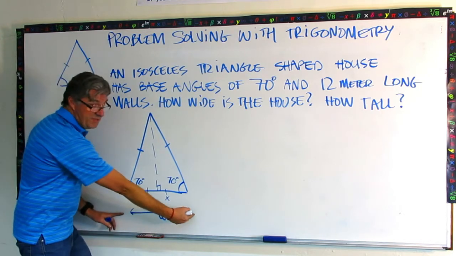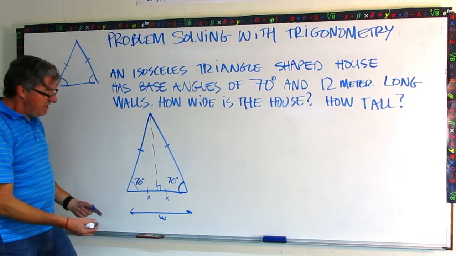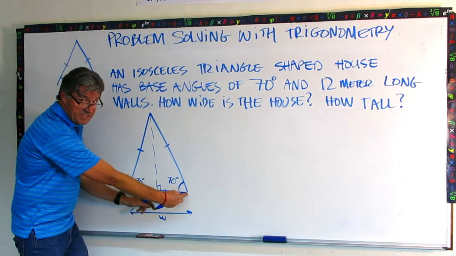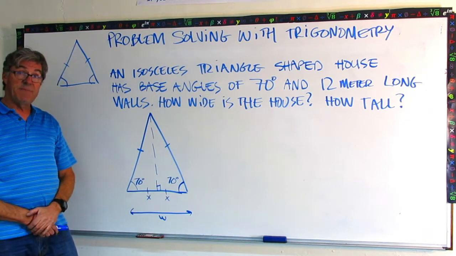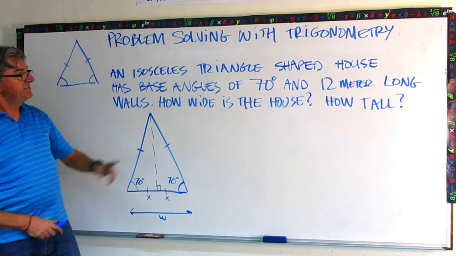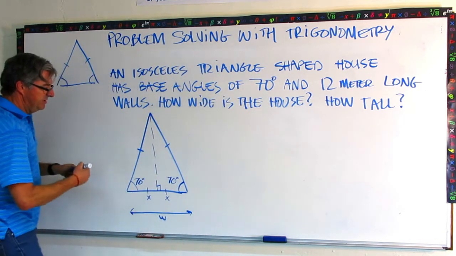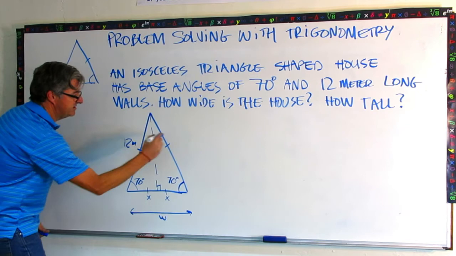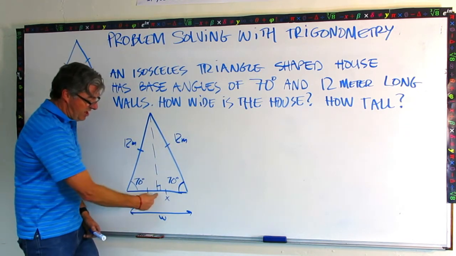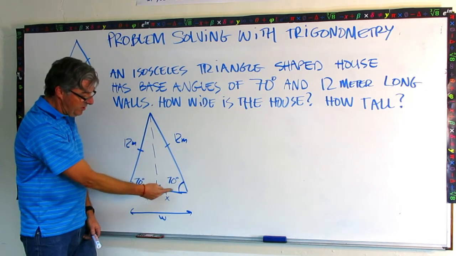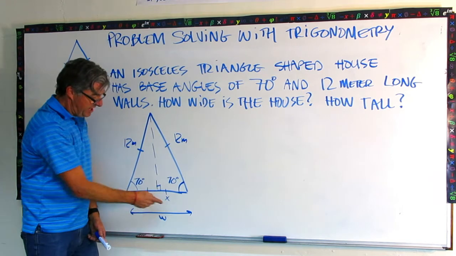So I need this width of the base. That's how wide is the house. So the way to do that is to figure out what one of these little x's is and then multiply it by 2. The piece of information that I didn't label on my diagram is 12-meter long walls. So these are my walls, and these are each 12 meters. So now I can use this right triangle, with a 70-degree angle and a 12-meter side, to find out what that side is.